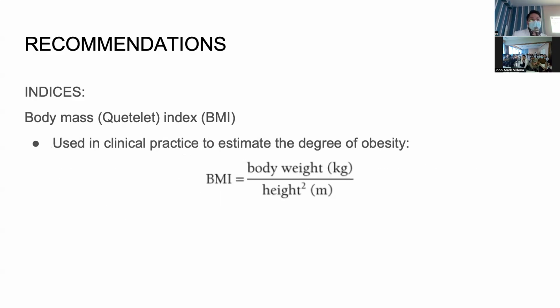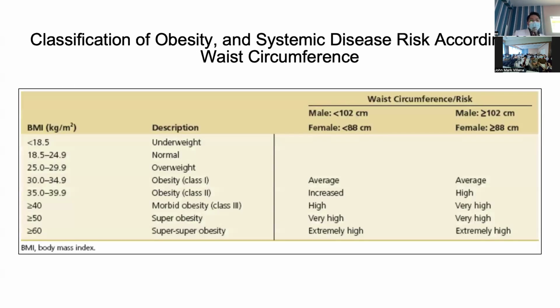Body mass index, which we also use all the time in clinical practice to estimate the degree of obesity, is body weight in kilograms divided by height in meters squared. Now, obesity is defined as having a BMI of 30 kilograms per meter squared or more.